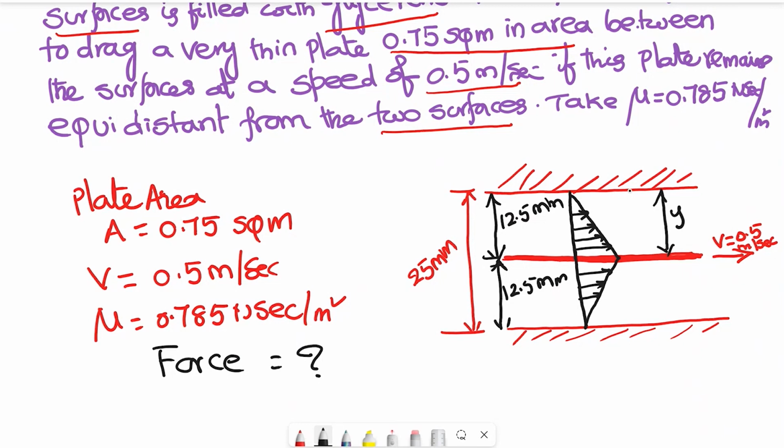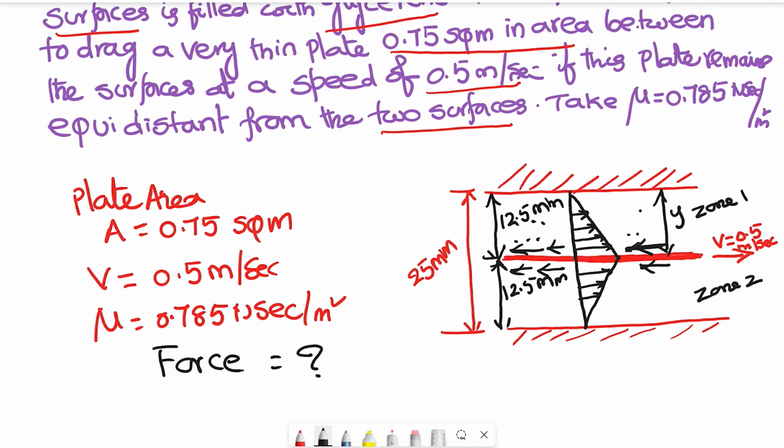Between the fixed plate and the moving plate, if I take the top zone, this is zone 1, and this is zone 2. So zone 1 is separate, zone 2 is separate, right? Because of this glycerin filled between these two, naturally the shear force will be there on the upper plate like this. Shear resistance will be there.